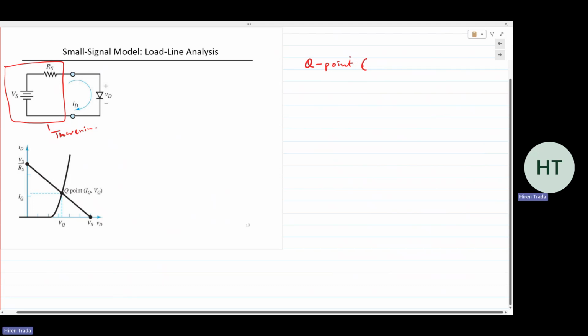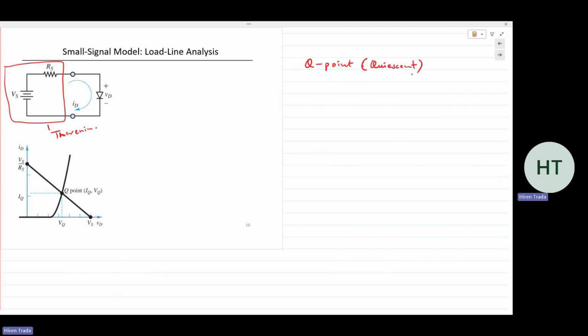Anyone hear of this before? So it stands for quiescent. I hope I spelled it correctly. Quiescent in the English language means it's lying dormant. In this case, when it's applied to electric circuits, we are saying that we have applied a DC voltage to our circuit. Now the circuit is lying in a dormant, or it's not quite dormant, but it's lying in a prepared state to accept AC input.